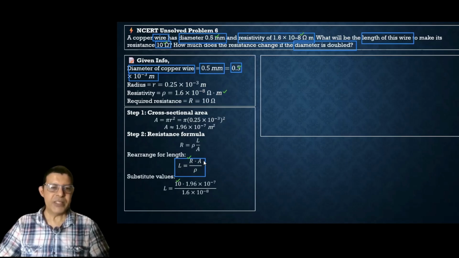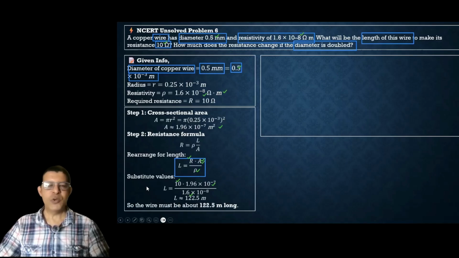And then area is basically 1.96 into 10 raised to power of -7. This value you put in A, divided by rho. And rho is given here, which is 1.6 into 10 raised to power of -8. So upon calculating this, you'll get length as 122.5 meters. The length of the wire should be 122.5 meters long, for that given data.